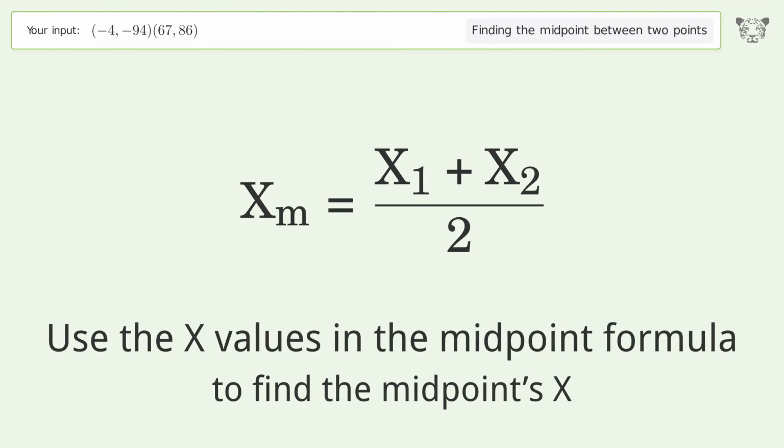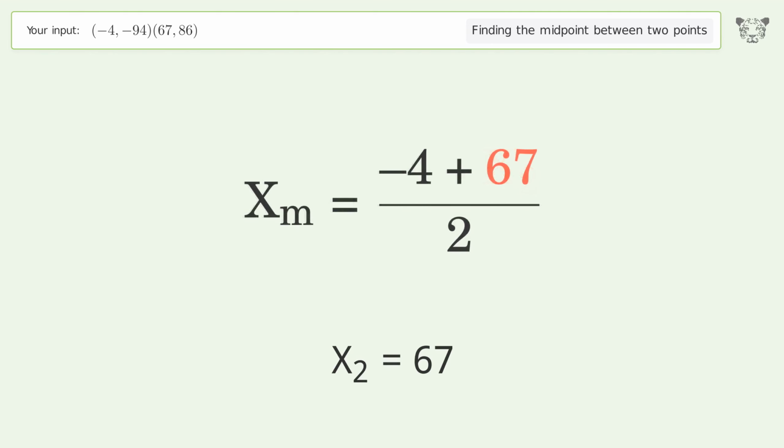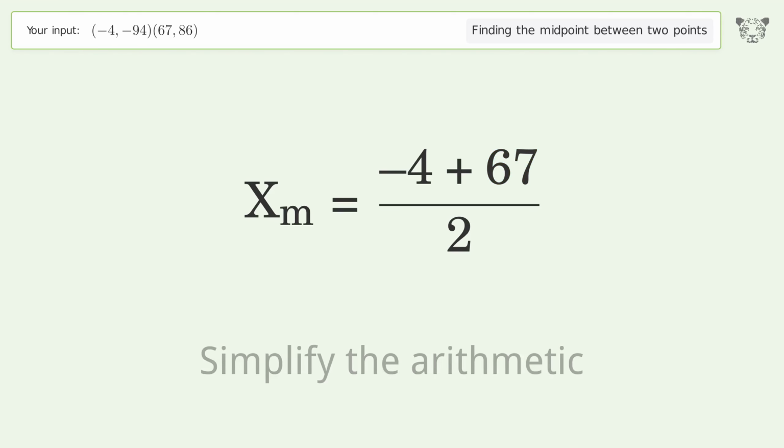Use the x values in the midpoint formula to find the midpoint's x. x1 equals -4. x2 equals 67. Simplify the arithmetic.